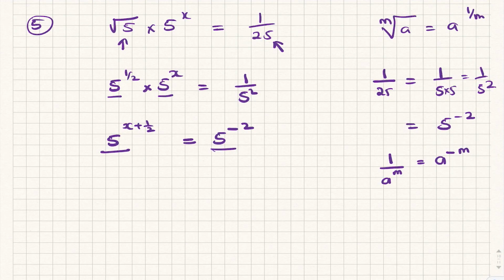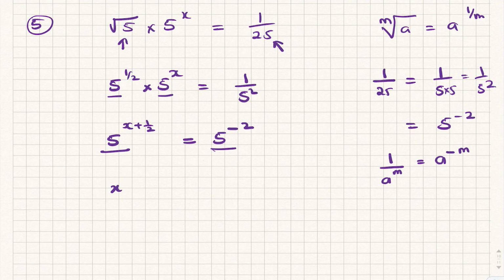There's an equal sign between them. Hence, the powers will be equal. So therefore, x plus a half will be equal to minus 2. That will be equal to that, because the bases are the same and there's an equal sign between them. That's what you need to watch out for when you're solving this kind of situation.